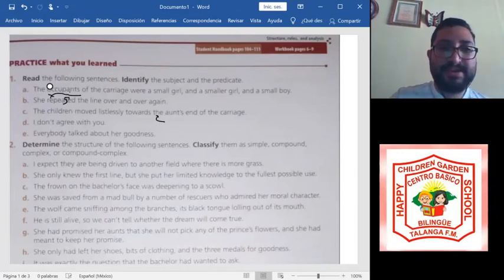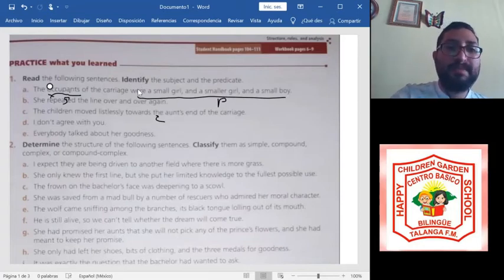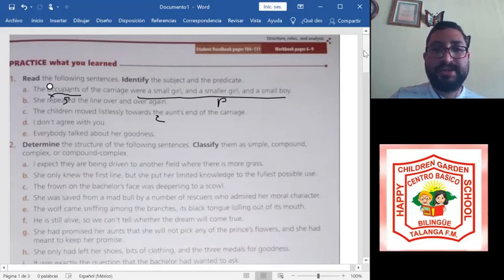Sorry about the big letters. And we have were a small boy and a small girl, that's the predicate, because we have the verb over here, were. Okay, occupants, subject; were, predicate. Do this in your notebook to complete them, okay?